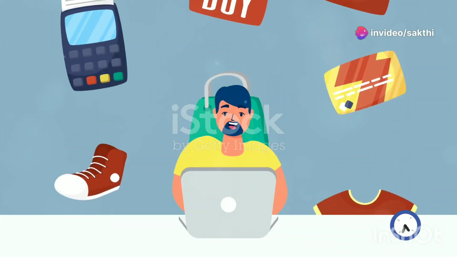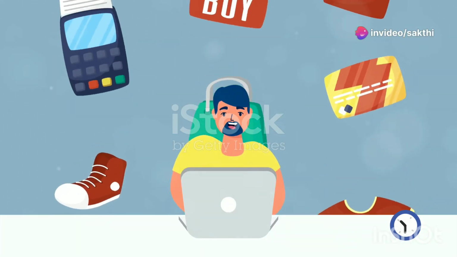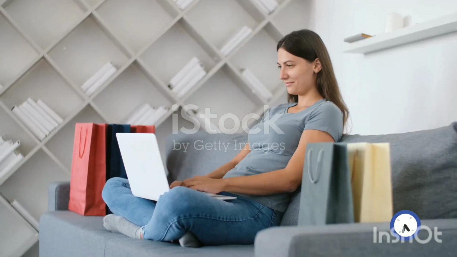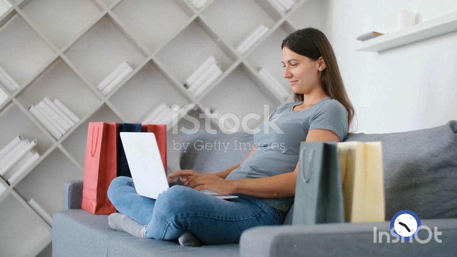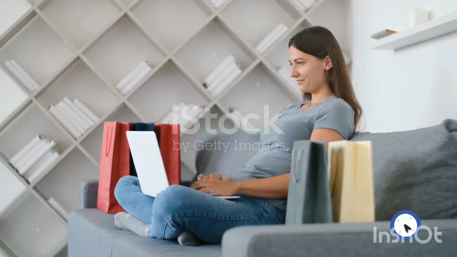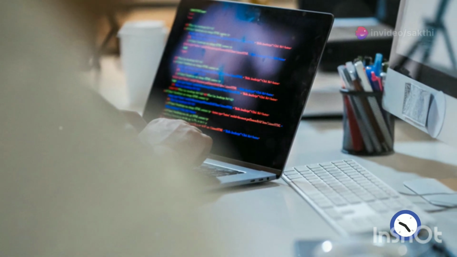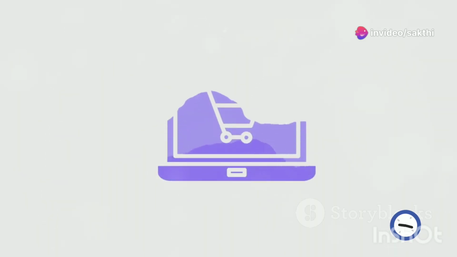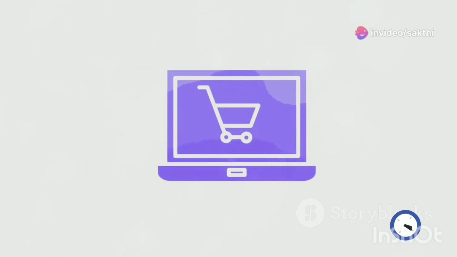Section 5. Real-world applications of KNN. Remember those recommendations you get while shopping online or watching movies? KNN might be working behind the scenes. It can suggest products or movies you might like based on what similar users have enjoyed.